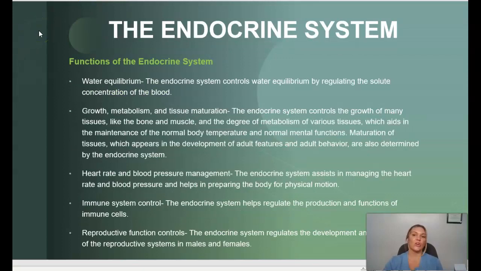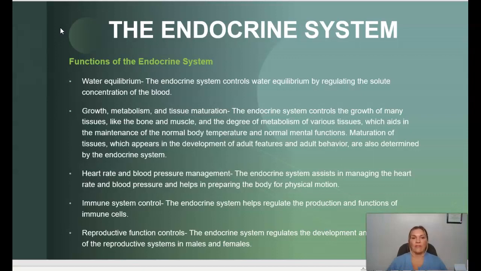So functions here of the endocrine system, one is water equilibrium. The endocrine system controls water equilibrium by regulating the cellular concentration of the blood. Also, the endocrine system is responsible for the growth, metabolism, and tissue maturation. So it helps to control many of the tissues like the bone and muscle and the degree of metabolism of various tissues, which helps in the maintenance of a normal body temperature and normal mental functions.